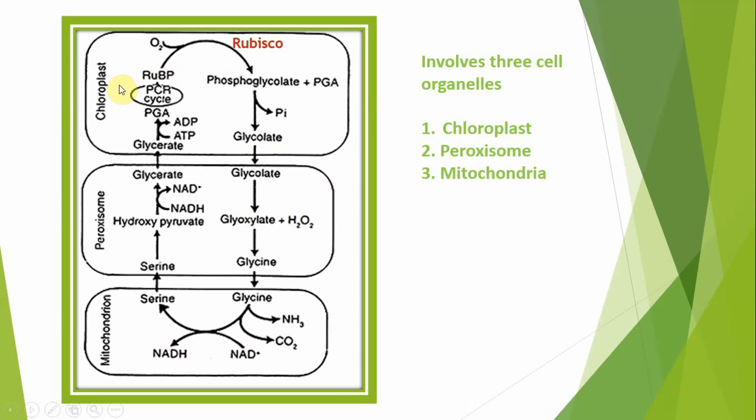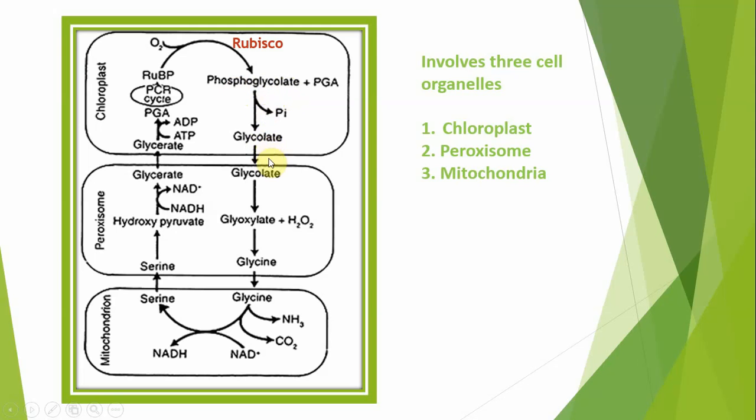Now in the chloroplast, this RuBP, instead of performing carboxylase activity, Rubisco enzyme shifts to oxygenase activity, and this RuBP takes up oxygen and forms PGA and phosphoglycolate. RuBP is a 5 carbon compound and it combines with oxygen to form a 2 carbon compound and a 3 carbon compound. This phosphoglycolate is now converted to glycolate.